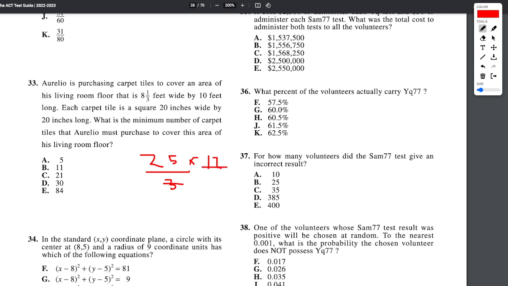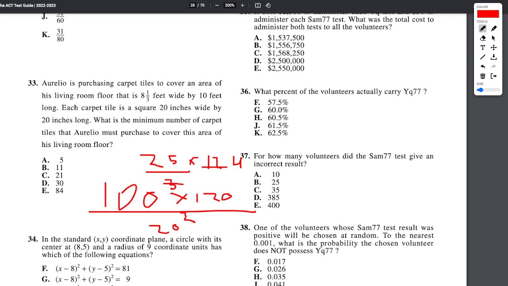So this is 4. 25 times 4 is 100. And then 10 times 12 is 120. And then just divide that by 20 squared. So 100 times 120 divided by 20 squared is 30. So 33 is D.